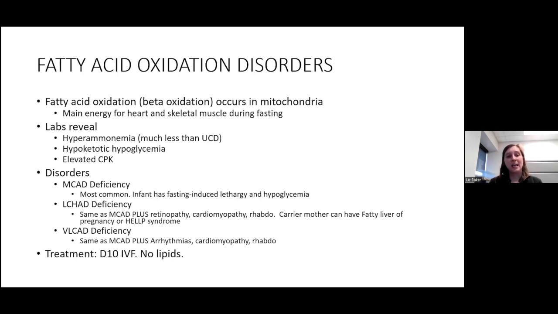And then you have VLCAD deficiency, same as MCAD plus they have arrhythmias, cardiomyopathy, and rhabdo. The treatment for this, again, is trying to go into anabolism. So you give them a lot of glucose, but you obviously can't give them lipids if they can't break down fats appropriately.